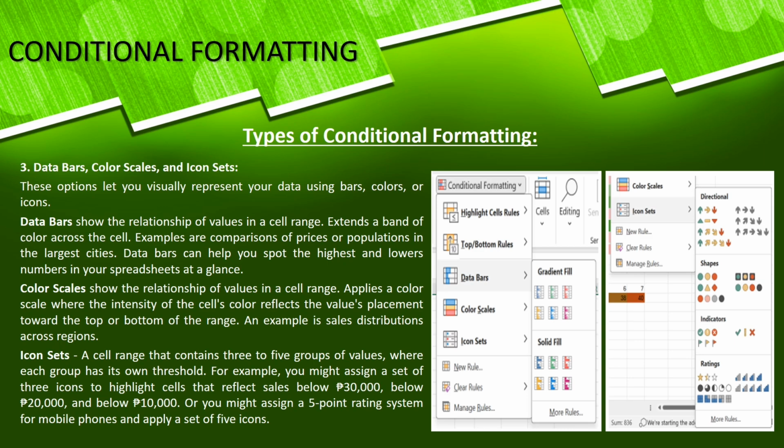Icon sets, a cell range that contains 3 to 5 groups of values where each group has its own threshold. For example, you might assign a set of 3 icons to highlight cells that reflect sales below P30,000, below P20,000, and below P10,000. Or you might assign a 5-point rating system for mobile phones and apply a set of 5 icons.